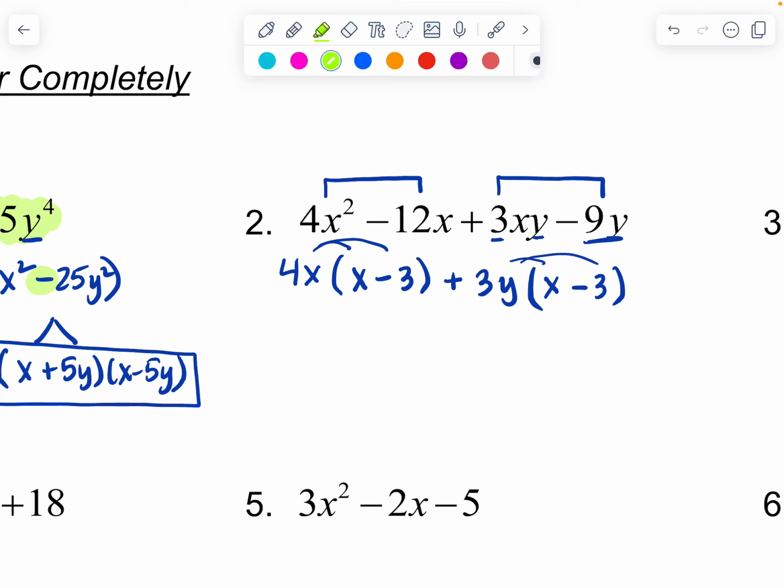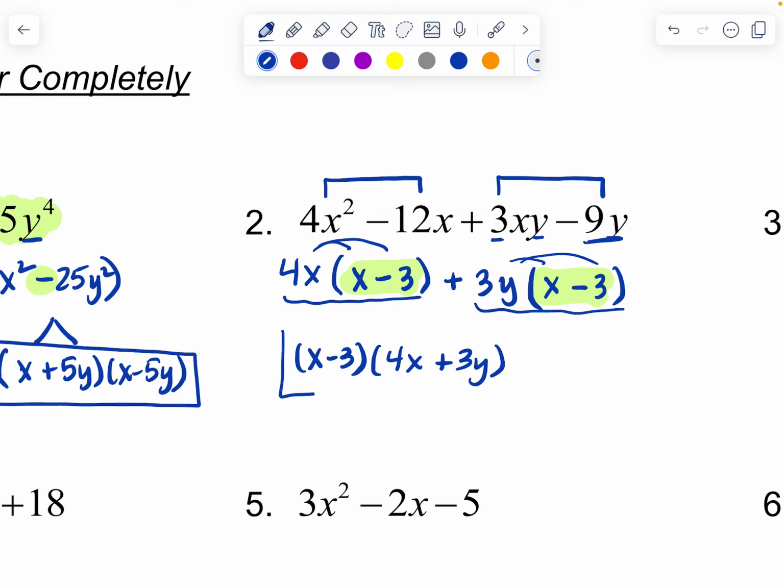Now, here's your first check for understanding. If the stuff in the parentheses is the same, that means you probably did it right and it is a grouping problem. So I can pull out another greatest common factor, which is the x minus 3. Because they both have that in common. If I pull the x minus 3 out of here, I'm left with the 4x. Plus, if I pull out the x minus 3 out of here, I'm left with a 3y. And again, if you have time, you can FOIL these out and check to make sure that it gives you the original question back. Great way to check your answers. Okay, number 3.